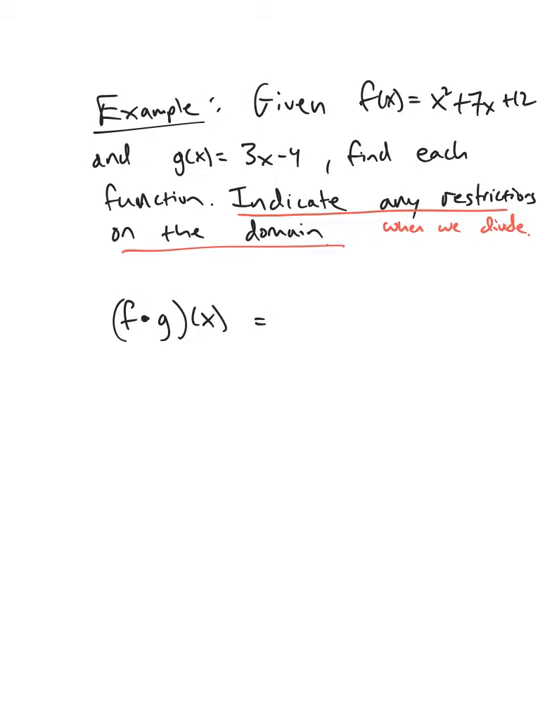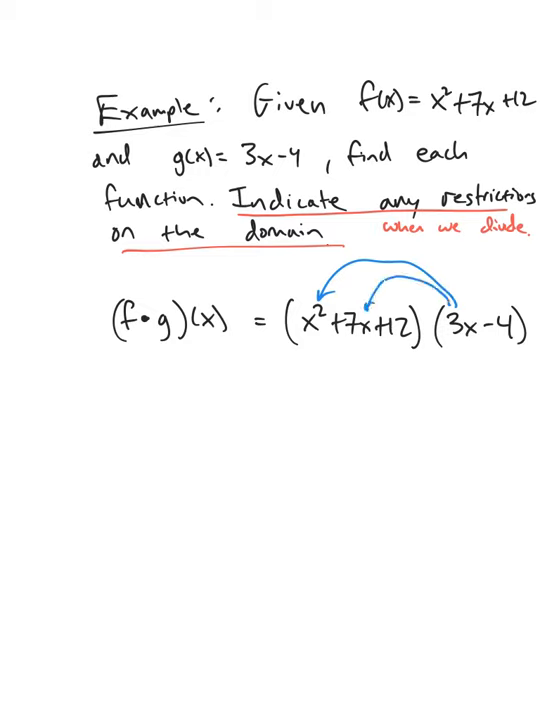Okay, so f times g of x. That's going to be take the f function, x squared plus 7x plus 12, and multiply it by the g function, 3x minus 4. Okay, so multiplying, guys, this is really similar to foiling. You're going to take 3x, and you're going to multiply it by all three of those numbers in the first one. So you're going to get 3x times x squared, that's 3x cubed.